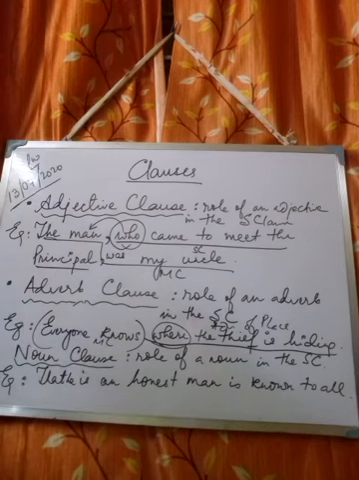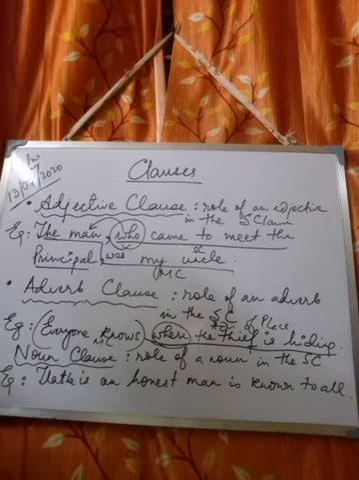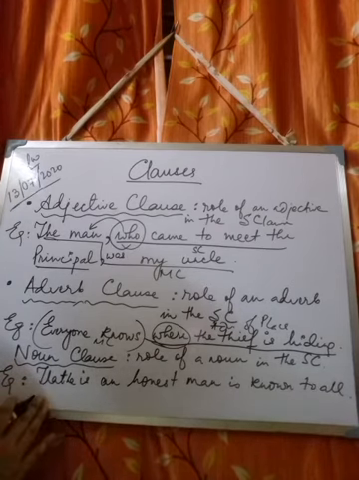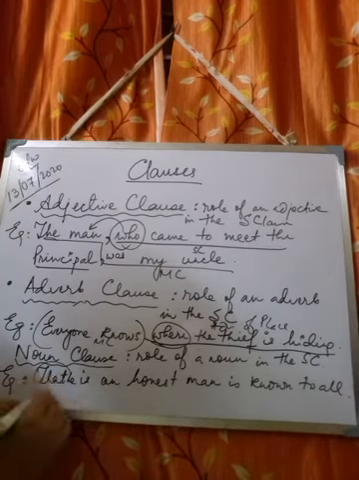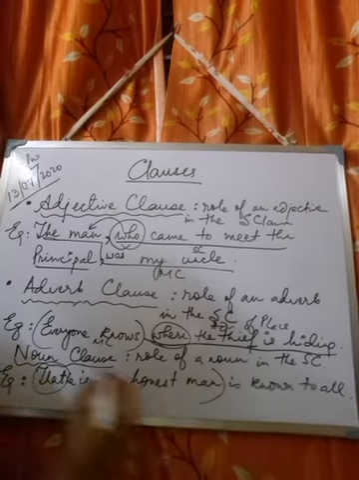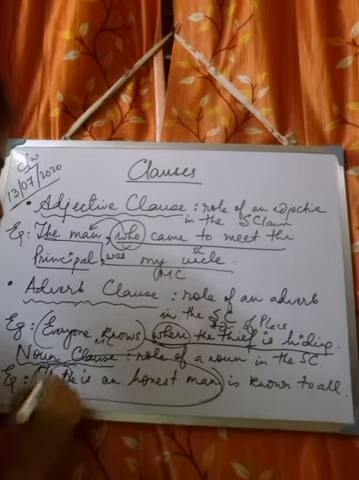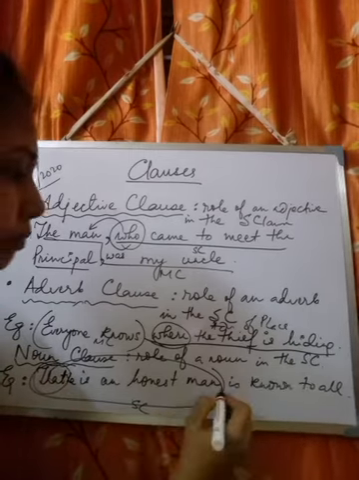Now the noun clause: the role of a noun in the subordinate clause. Just like the other two, the noun clause also plays the role of a noun in the subordinate clause. Look at this sentence: That he is an honest man is known to all. The sentence begins with the subordinate conjunction that. So, that he is an honest man, this entire part is the subordinate clause.